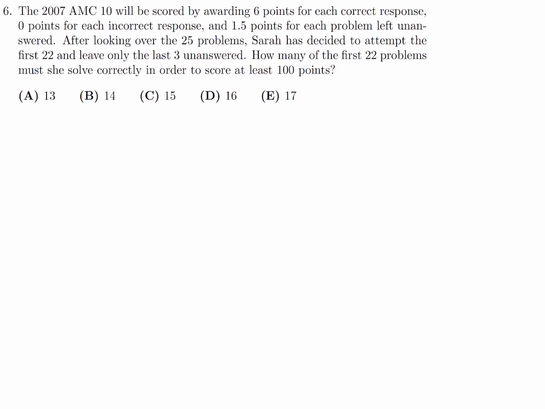The 2007 AMC 10 will be scored by awarding 6 points for each correct response, 0 points for each incorrect response, and 1.5 points for each problem left unanswered. After looking over 25 problems, Sarah decided to attempt the first 22 and leave only the last 3 unanswered. How many of the first 22 problems must she solve correctly in order to score at least 100 points?